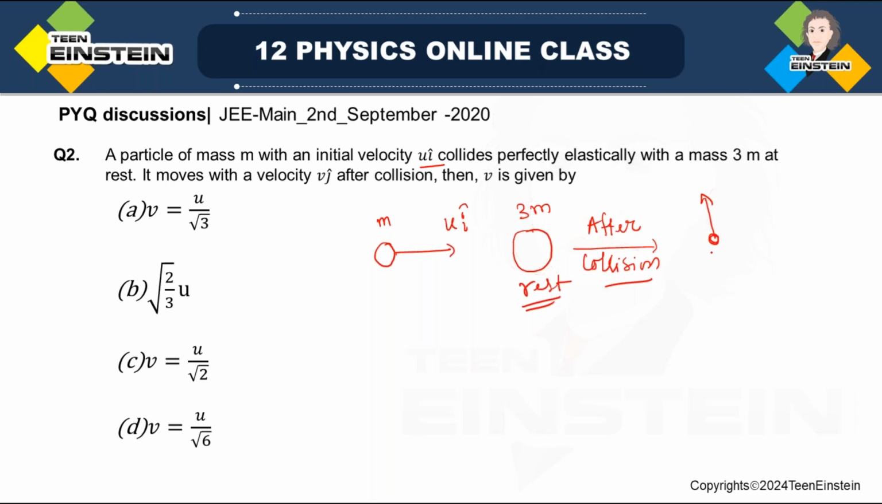Now, can you tell me just by guess in which direction this 3m should move, and with which speed? Since this is v j, what can you tell from here? The question is, what is the value of V? You have to find out the value of V. So you have to guess here what should be the direction.